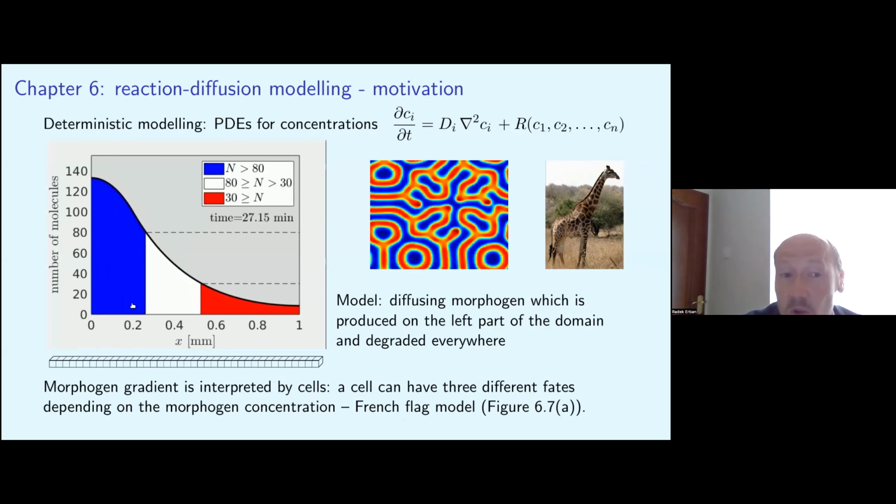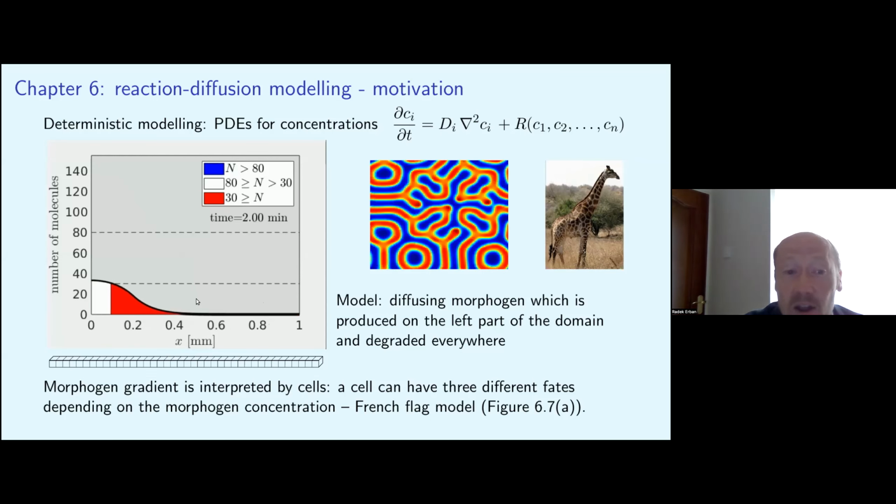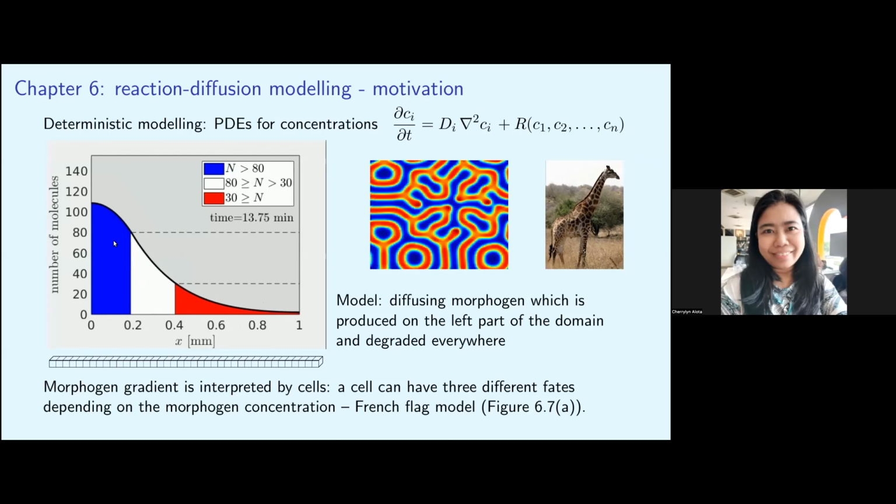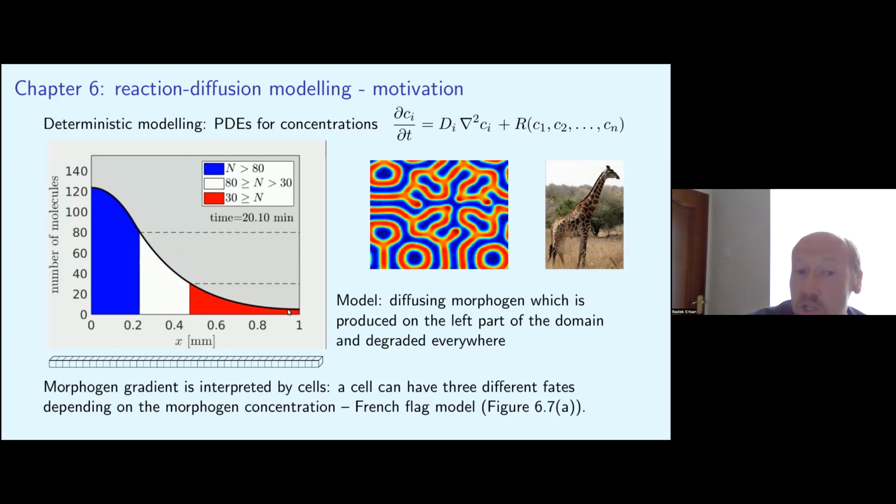So if they see a high concentration of this morphogen, then they start a blue program. If they see an intermediate concentration, then they start a white program. And if they see a low concentration, they start a red program. So there are some thresholds which they can interpret, and they can read the information about the chemical, about the morphogen in their environment, and use it to determine positional information.